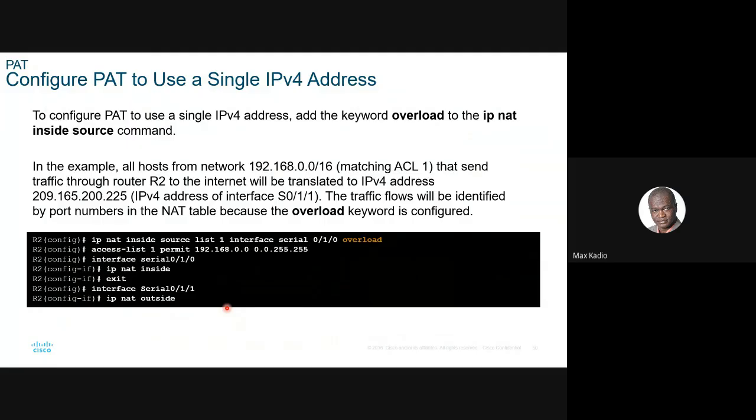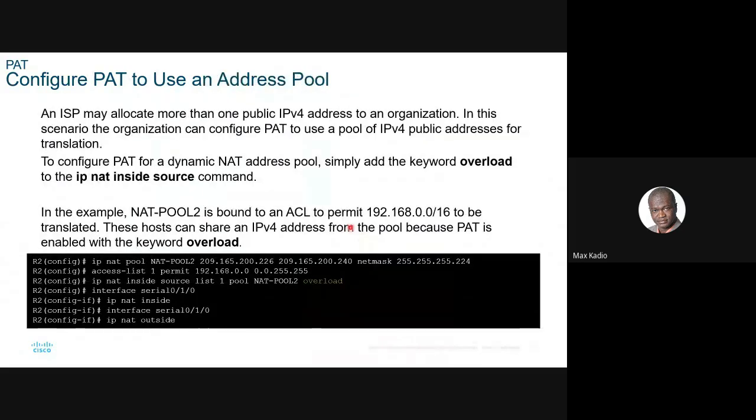Okay. So for PAT, we have two types. Everyone can use one single IP. Don't forget to use overload at the end. And the second type, everyone can use a pool, one of the IPs in my pool.